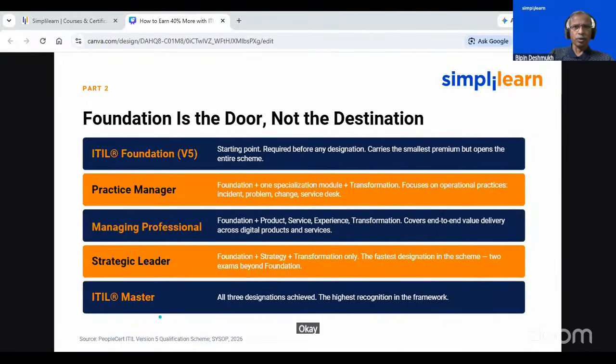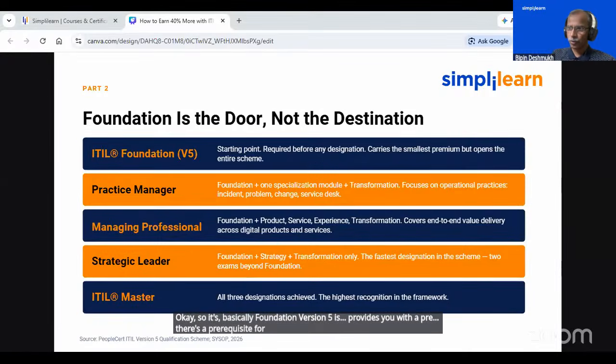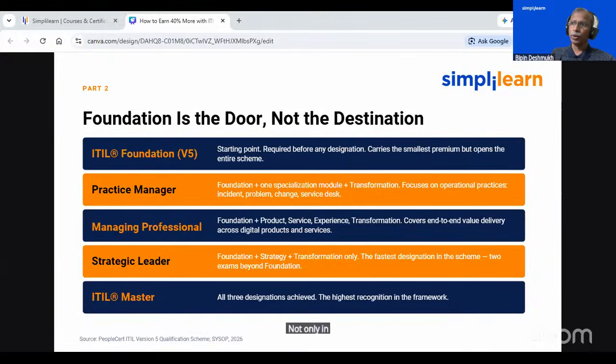Okay, so Foundation version 5 is a prerequisite for the rest of the courses, which you can do as you grow in your organization. There is a growth path given by PeopleCert, not only in certifications, but it also gives you a certain designation.